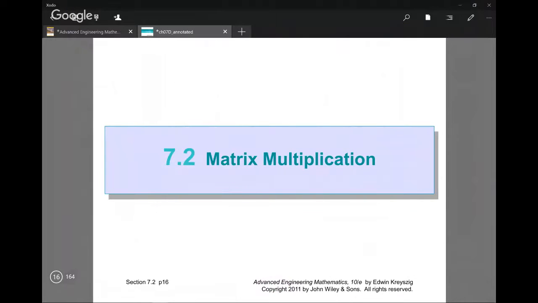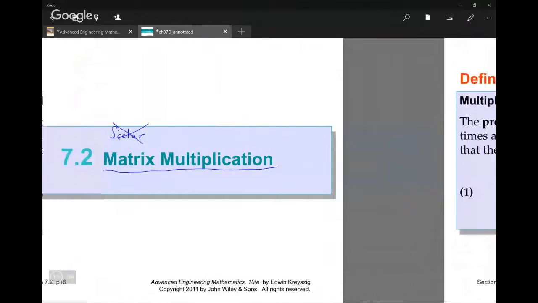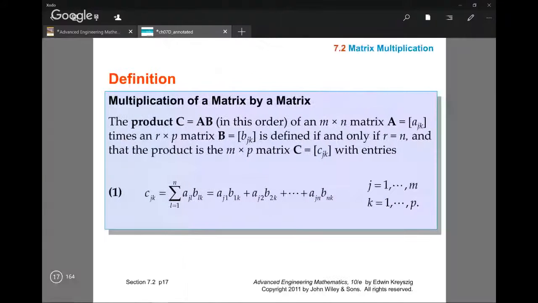Okay, we are now going to talk about matrix multiplication. So not scalar multiplication, not multiplying a matrix by a scalar, by a number, but multiplying two matrices together. Okay. So there's a definition.